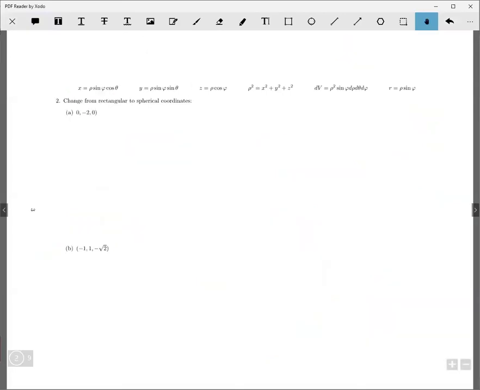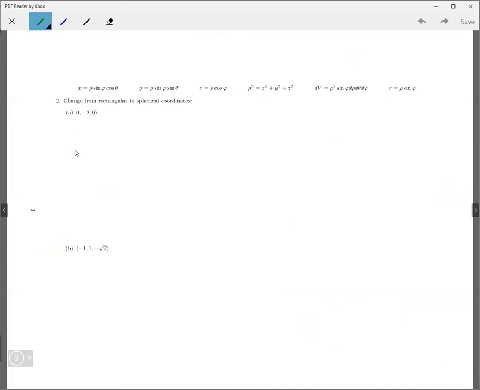Okay, so let's take a look at the next problem. Here you want to, oh, there's a second part to that. I'll let you guys do that. I think it won't be that hard for you. Let's look at part 2, number 2. So change from rectangular to spherical.